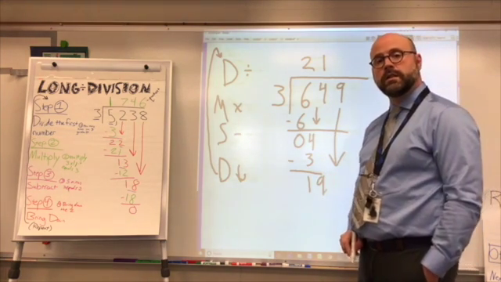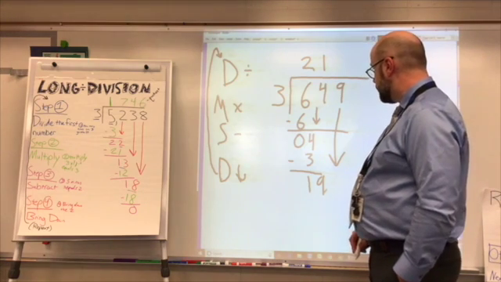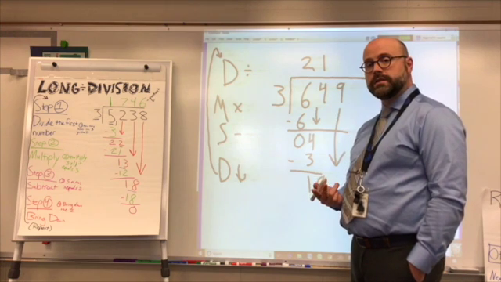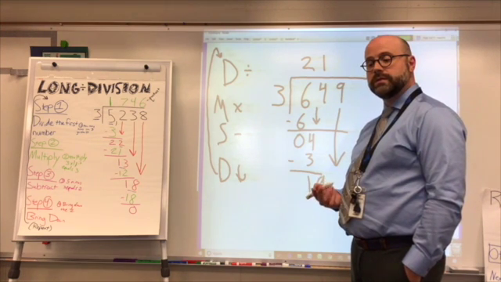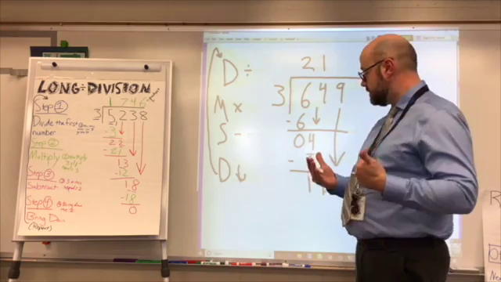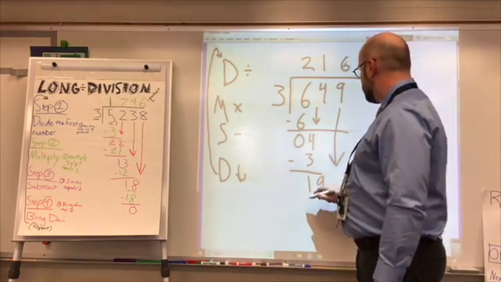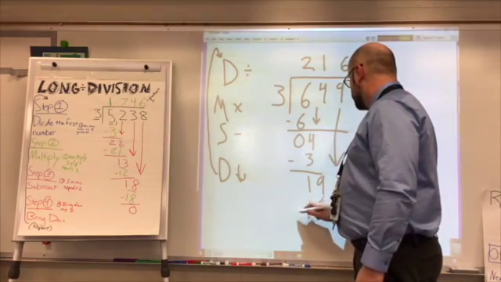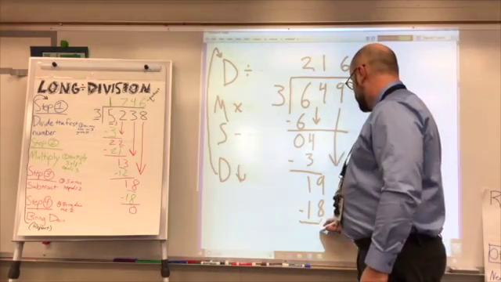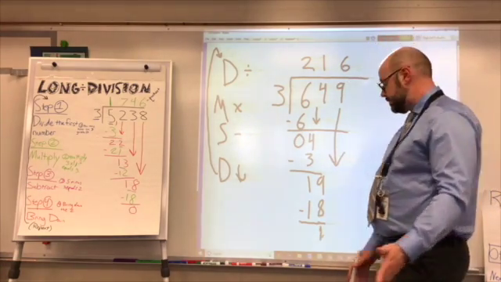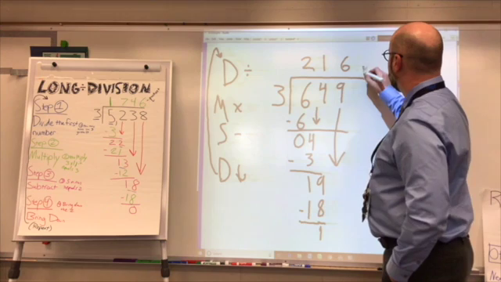19. How many times is 3 going into 19? 3, 6, 9, 12, 15, 18. 3 times 6 is 18. 19 minus 18 is 1. Bam. Remainder 1.